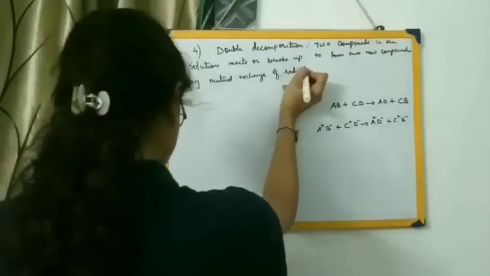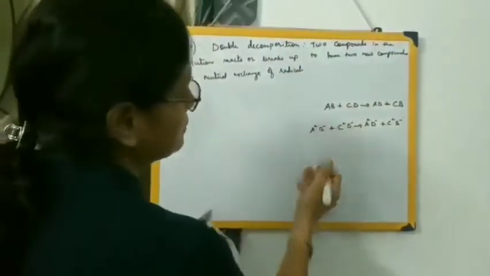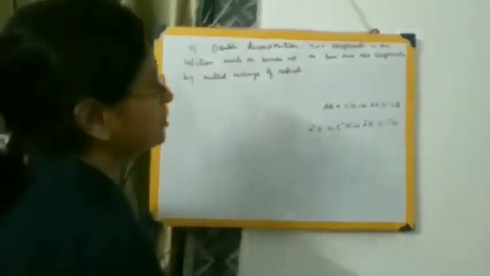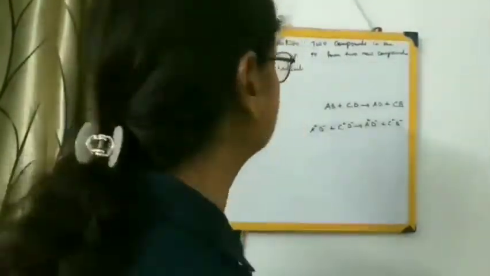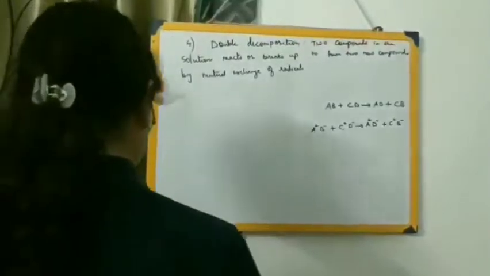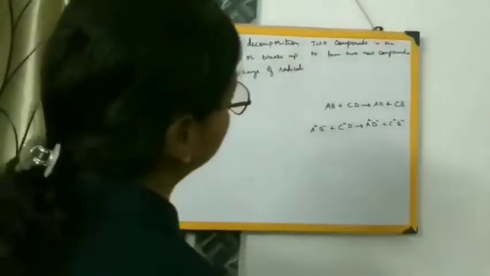By mutual exchange of radicals, it can also be ions over here, anything. Either mutual exchange of radicals or mutual exchange of ions, no problem, it will be the same thing. Such types of reactions, we call them double decomposition reactions. Now this was the general form of the double decomposition reaction.